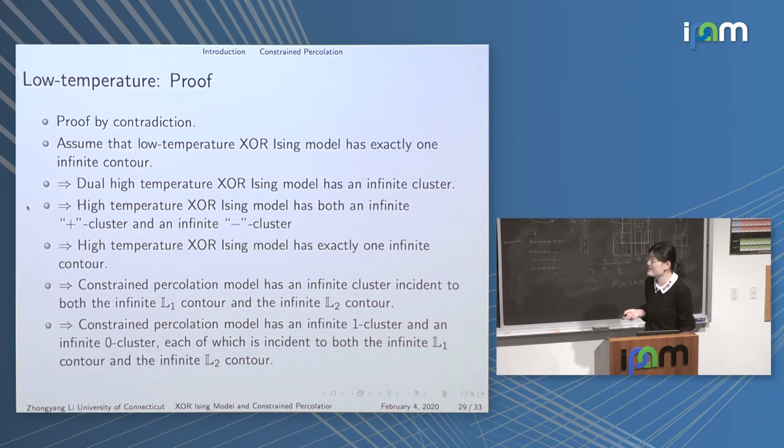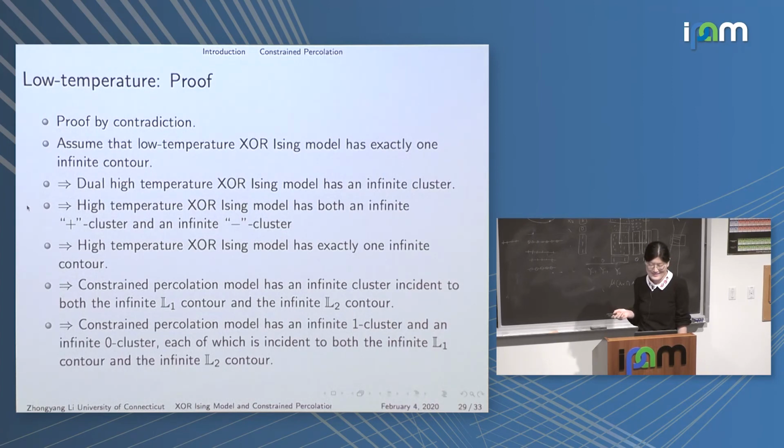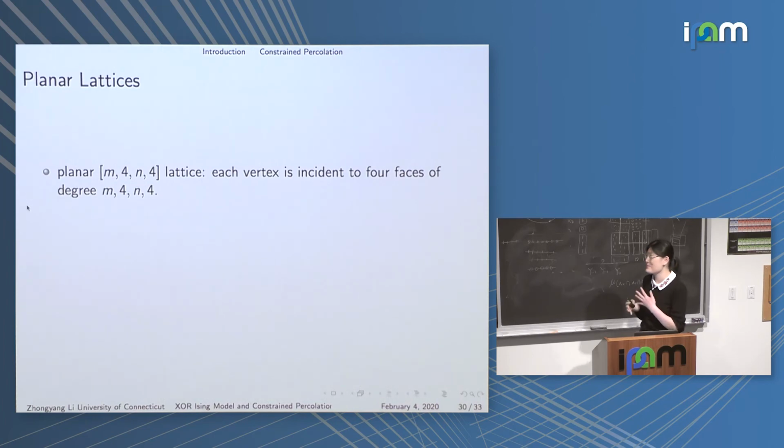Okay, I'm not going to go into the details of this proof, but actually this can be proved using the duality between the high temperature Ising model and the low temperature Ising model. So what I'm going to talk about next is that this kind of technique can also generalize to other planar lattices.